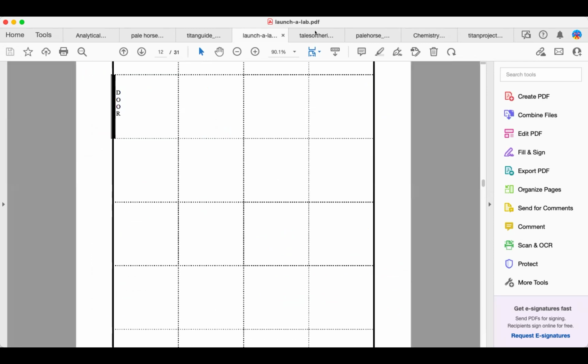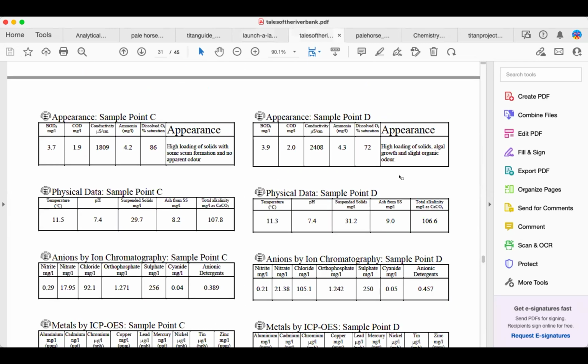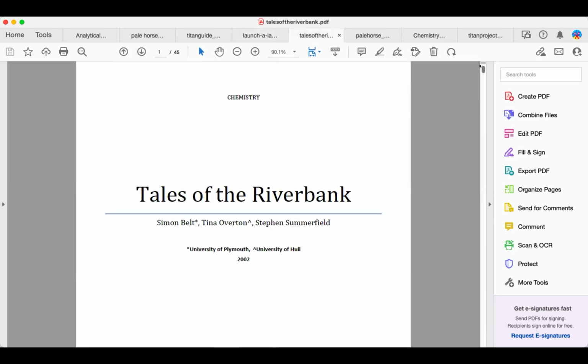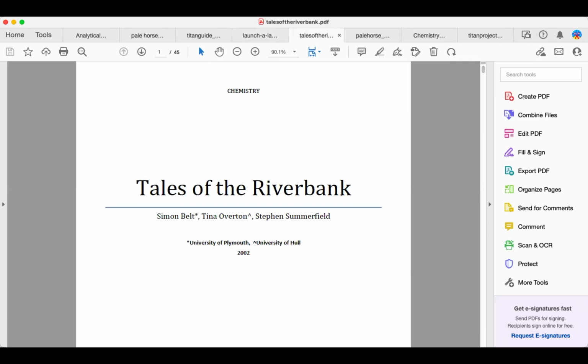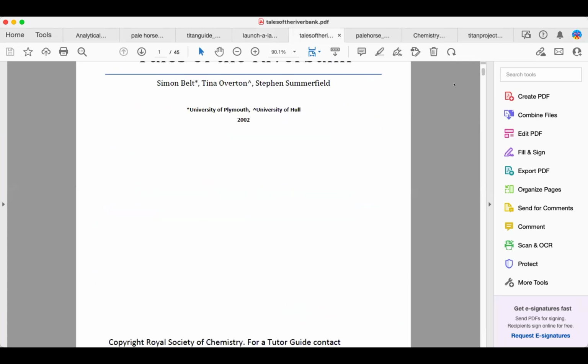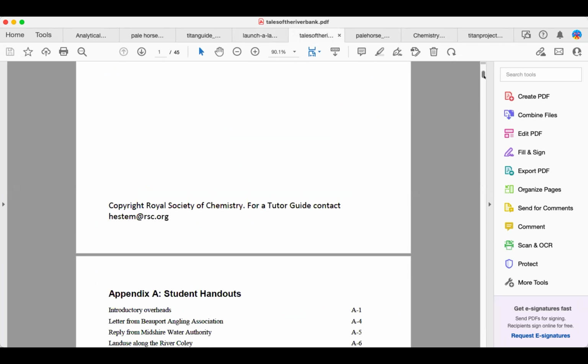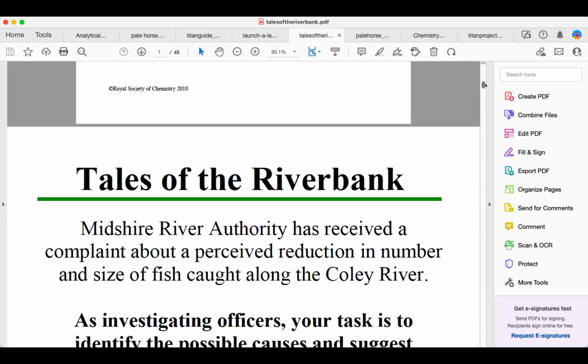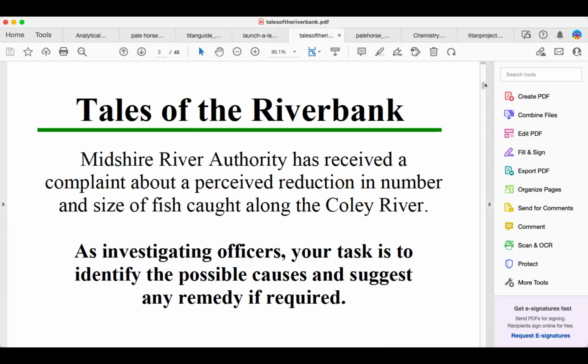The last one, Tales of the River, room number 4, Tales of the Riverbank. Mixture River Authority has received a complaint about a perceived reduction in number and size of fish caught along the Kuli River. As investigating officers, your task is to identify the possible causes and suggest any remedy if required.